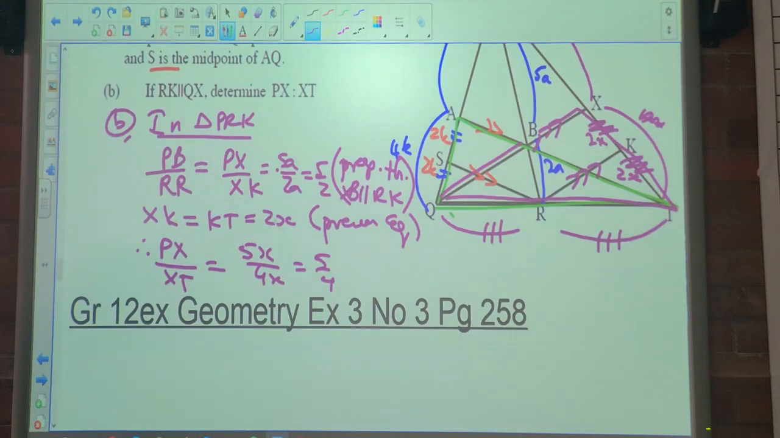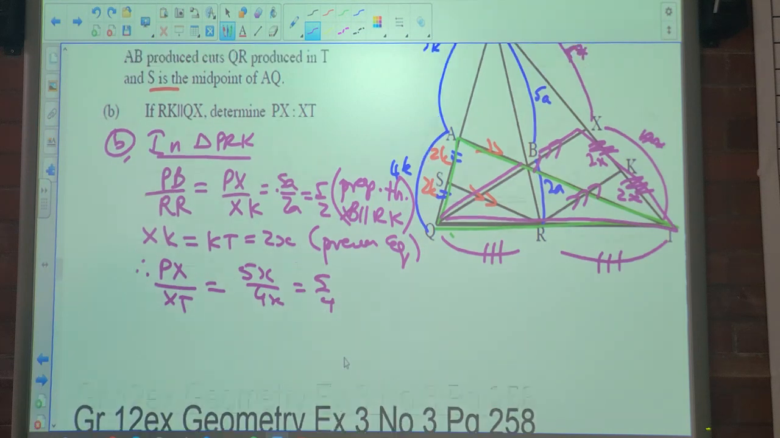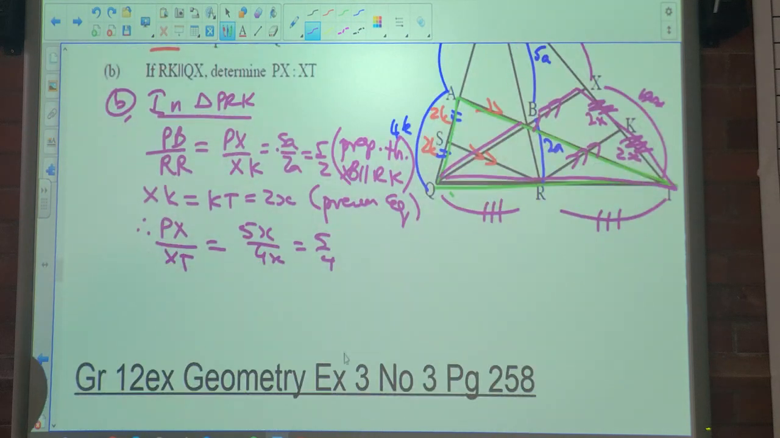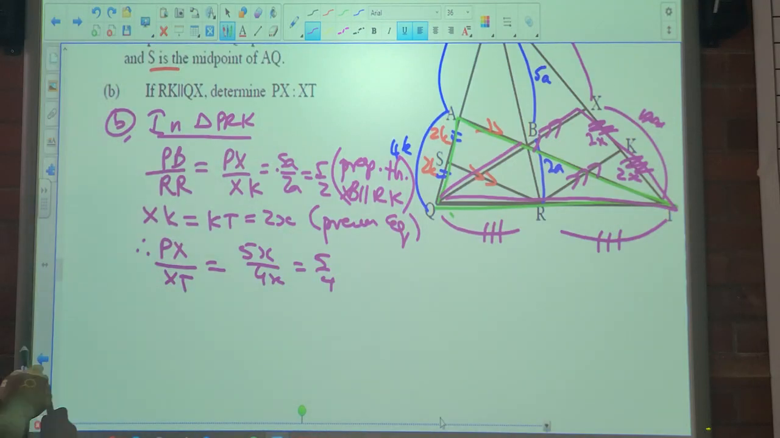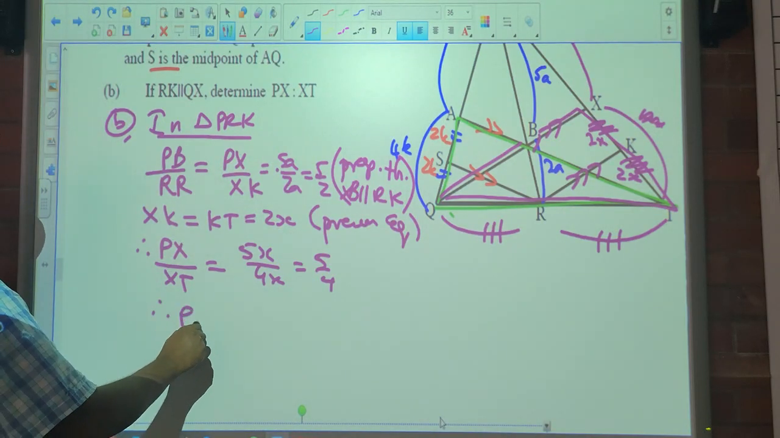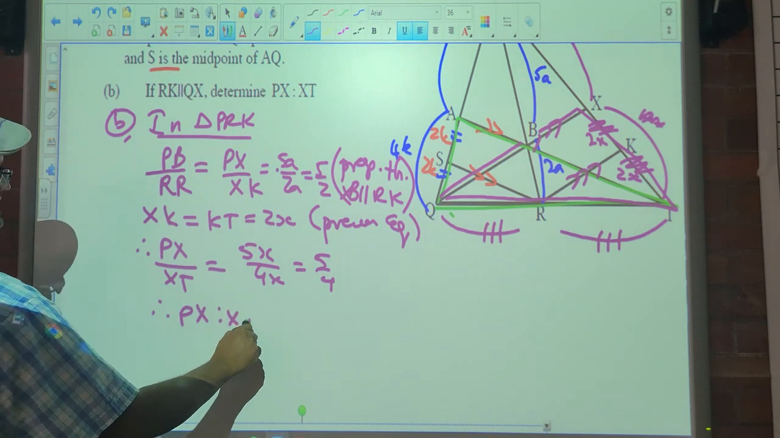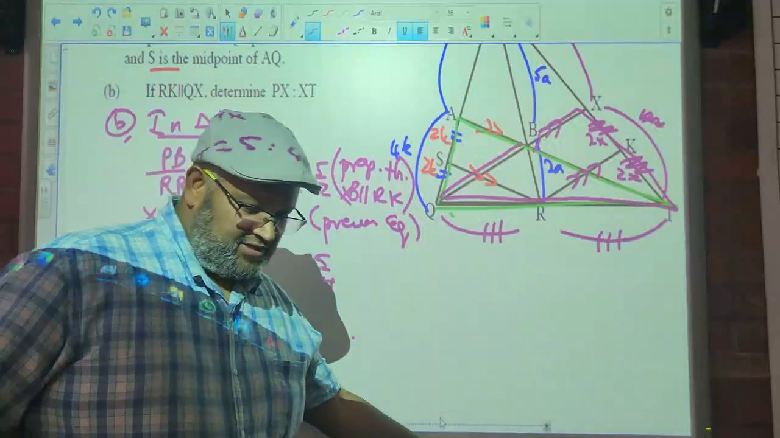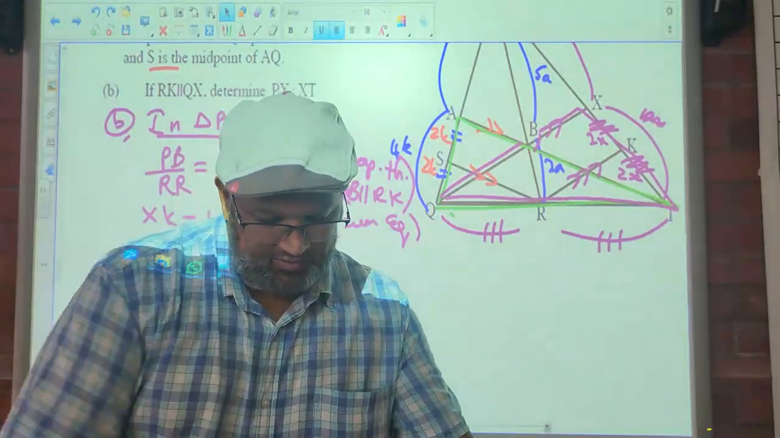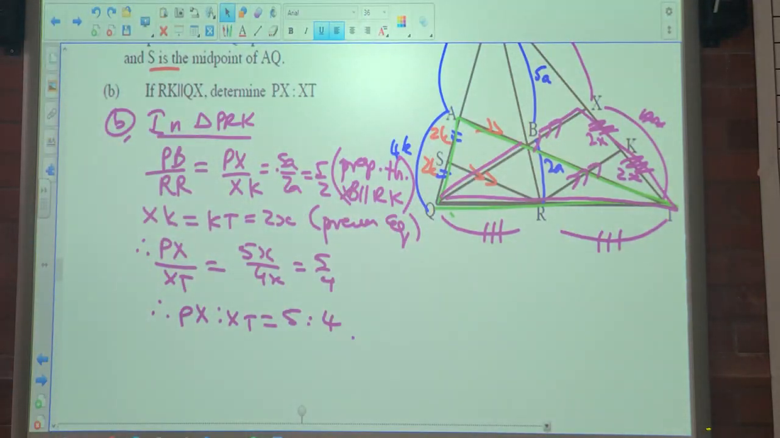This is now number 8. To give it to you in the ratio that they wanted, therefore, PX is to XT as 5:4. So that basically brings us to the end of exercise 3.